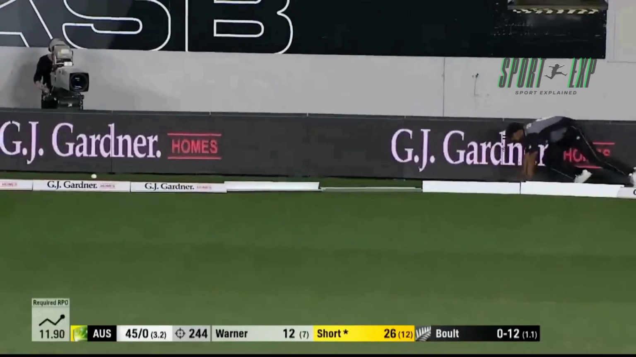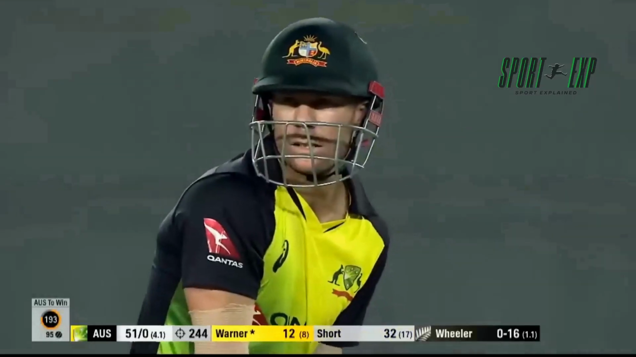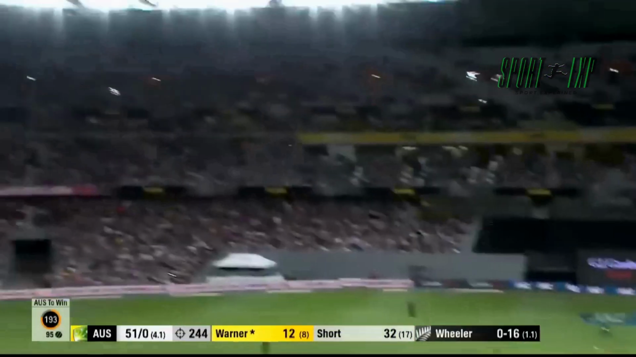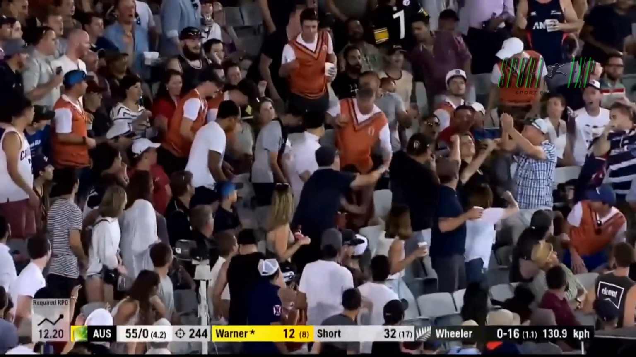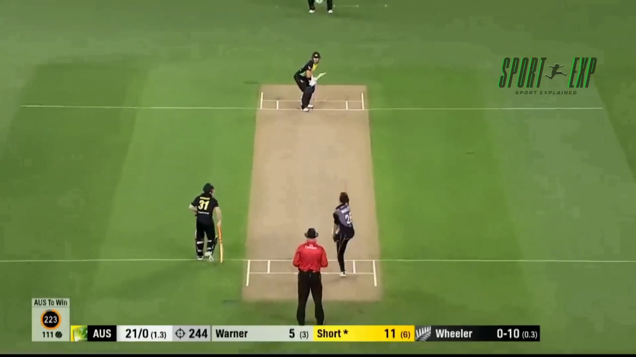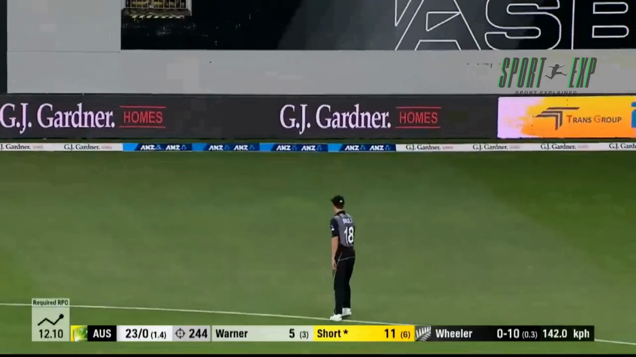6 runs, the maximum possible score on a ball, can be achieved by hitting the ball along the air and it exceeds the boundary line. The umpire signals 6 runs by placing 2 of his fingers, one of each hand, in the air, representing 6 runs.